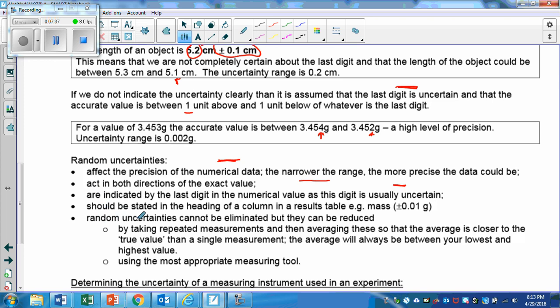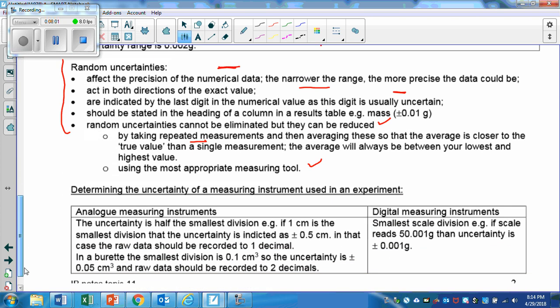Random uncertainties cannot be eliminated, but they can be reduced. How? By taking repeated trials and then averaging those values. Then the average value could be closer to your true value, okay, and by using the most appropriate measuring tool. So this is how we can reduce the random uncertainties or random errors.